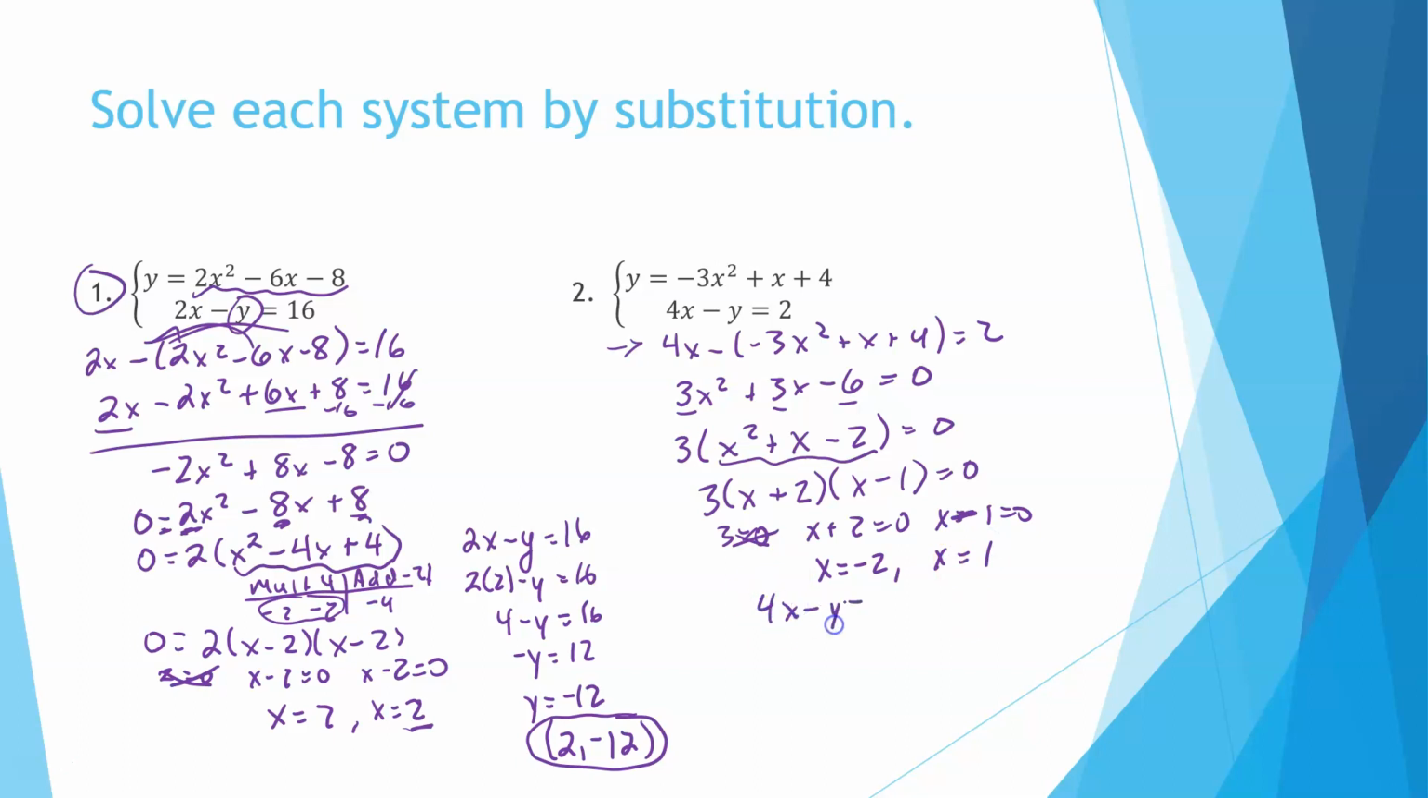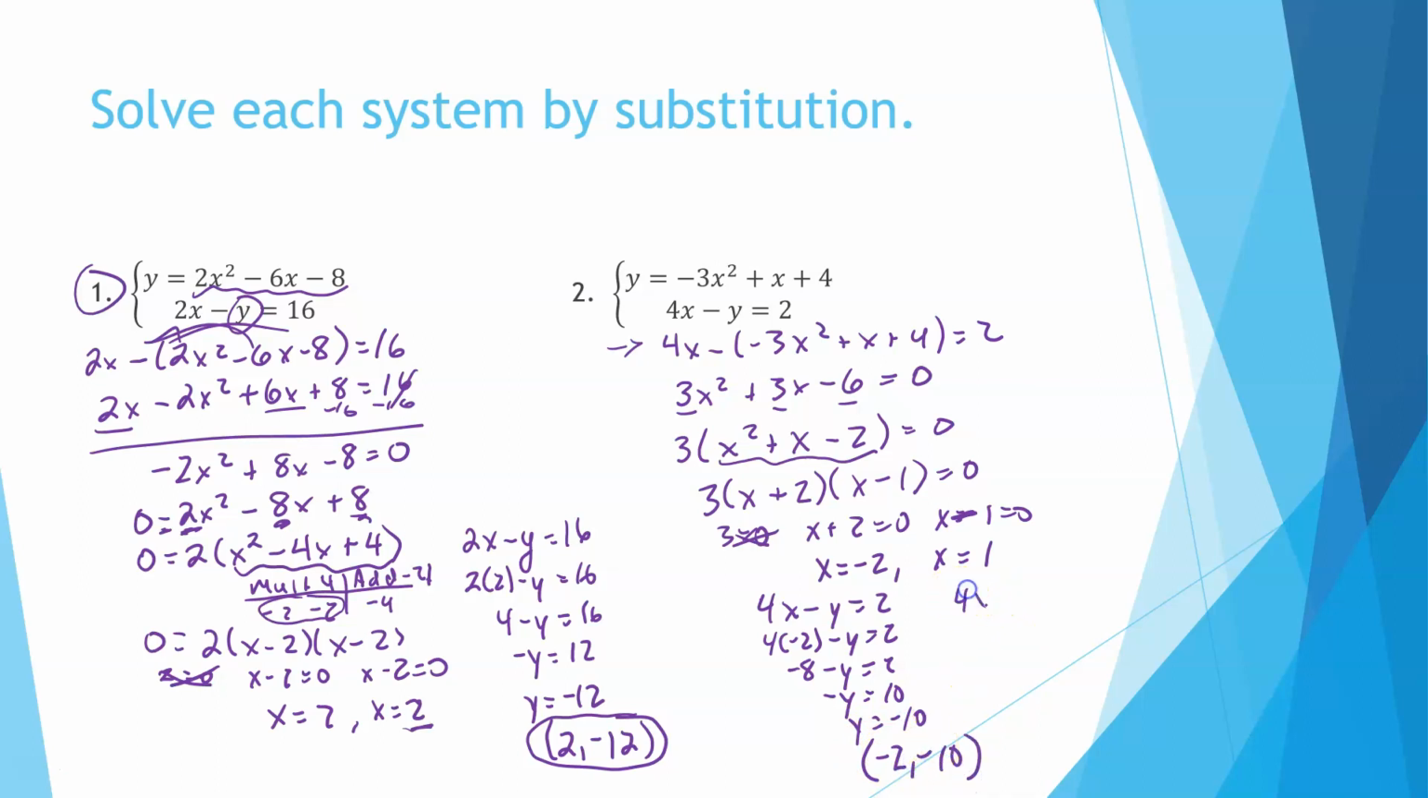We'll take 4x minus y equals 2. 4 times negative 2 minus y equals 2. Negative 8 minus y equals 2. Negative y equals 10. y equals negative 10. So my first solution would be the ordered pair (negative 2, negative 10).